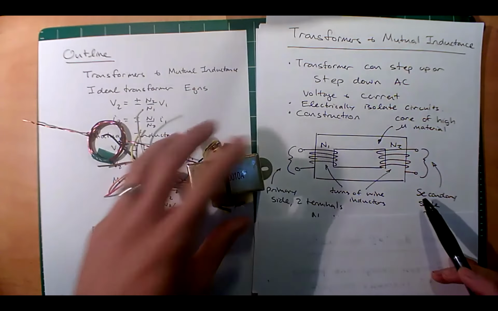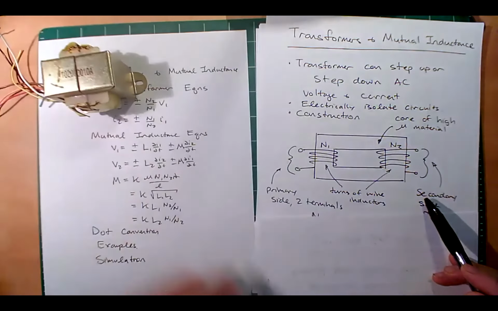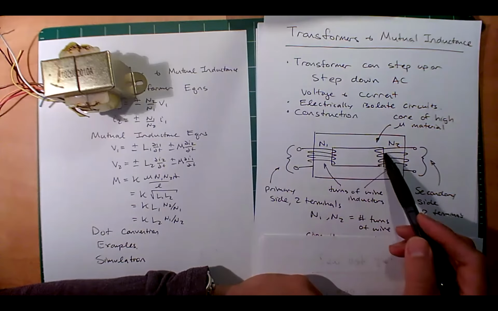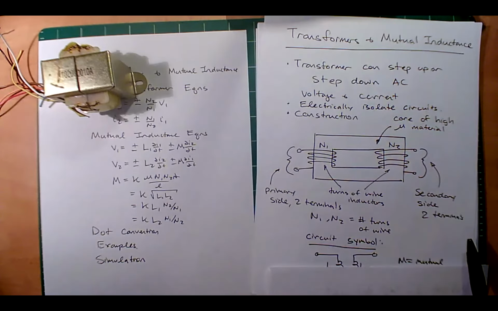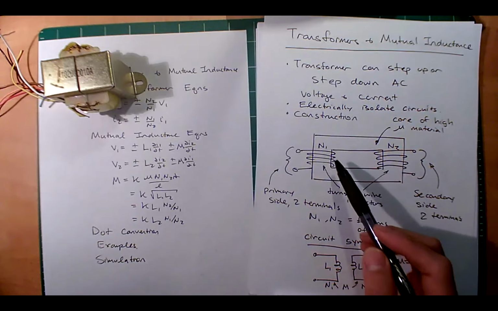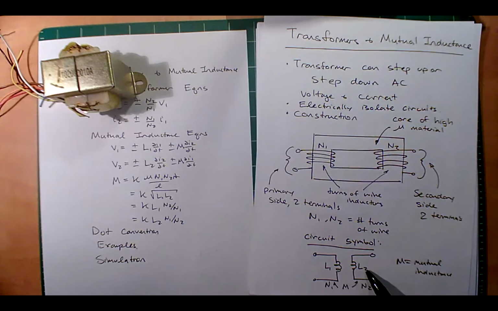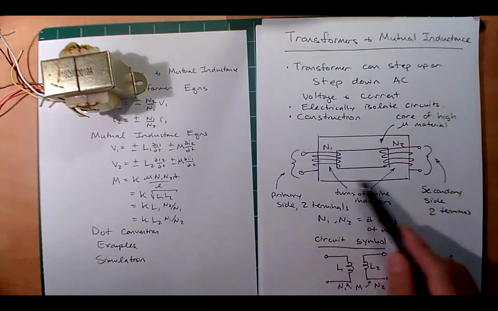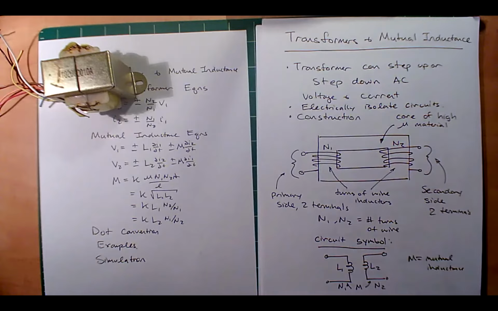So what are some relevant parameters here? You have N1 and N2, the number of turns on each side. You have what we'll call M, the mutual inductance, and you have the self-inductances L1 and L2. These are some of the relevant parameters when looking at a transformer.